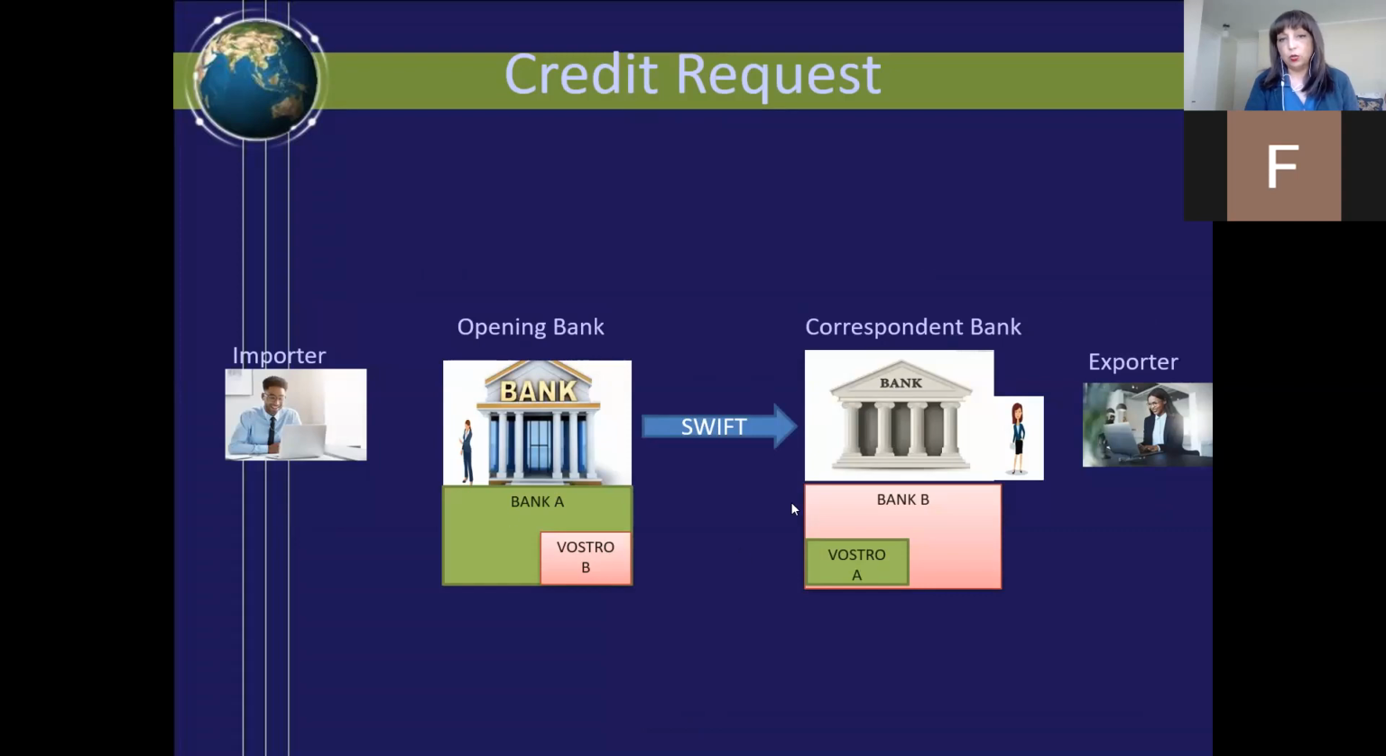And then we have the operation. This you are already familiar with. Once these two people agree on the transaction, then the importer goes to the opening bank. If you notice, when we talk about regular money remittance, we talk about the issuing bank. When we're talking about the letter of credit, we're talking about the opening bank, because this is the bank that is going to open a letter of credit in favor of the exporter.